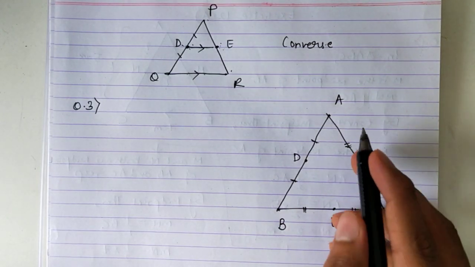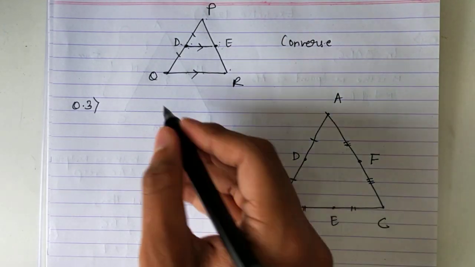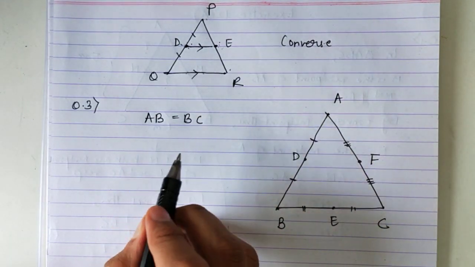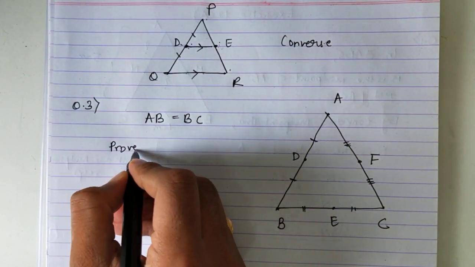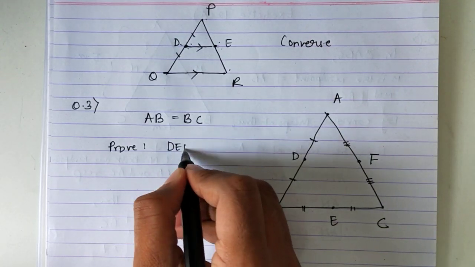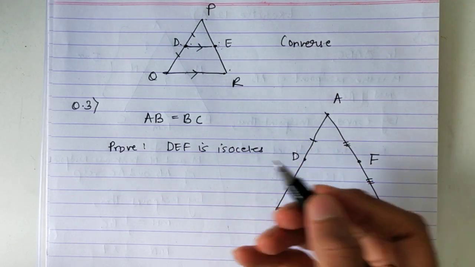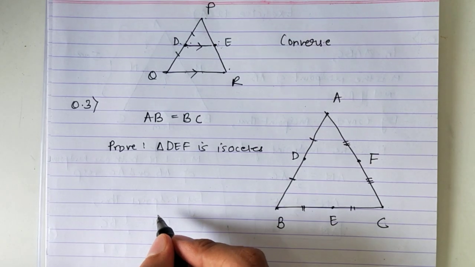In an isosceles triangle ABC, where AB is equal to BC, they have also told you that AB is equal to BC. This information is given. Now they want you to prove that DEF is an isosceles triangle. This is what we have to prove. So let's see how to do it.